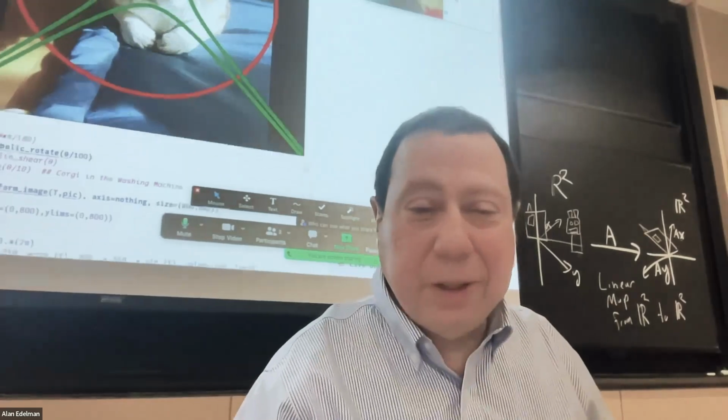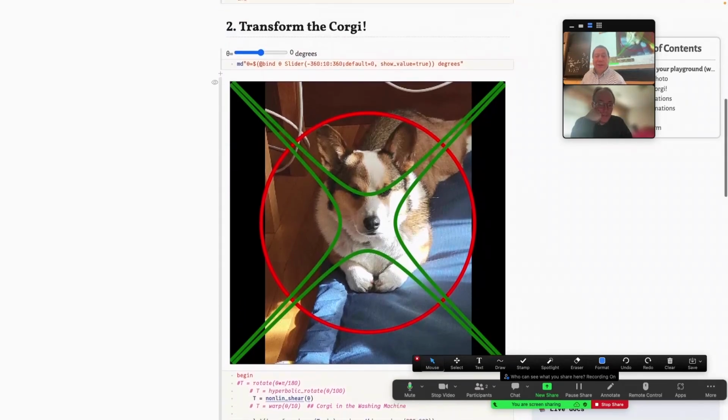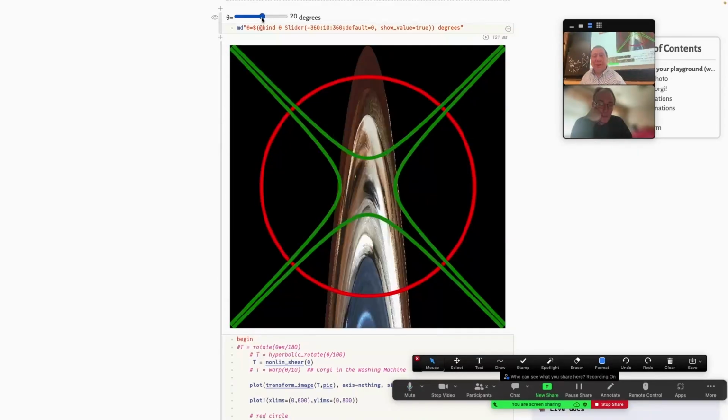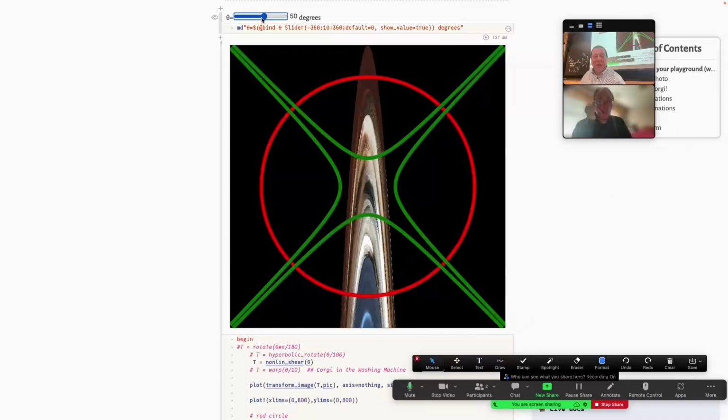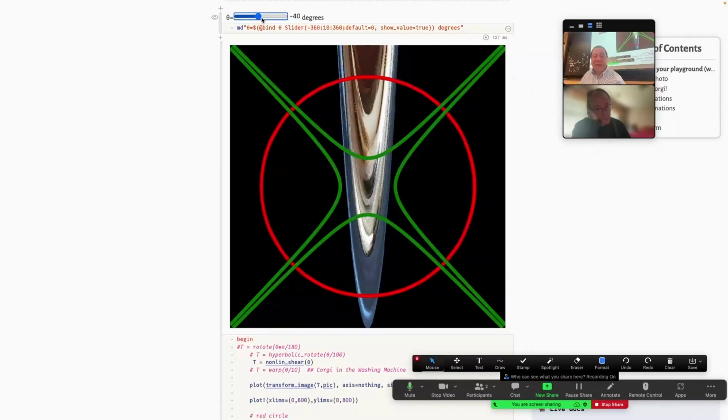Okay? And now let me just show you some nonlinear transformations. So here's a nonlinear shear. What this does is shear things, and so squares are no longer guaranteed to be parallelograms. In fact, they're not parallelograms.